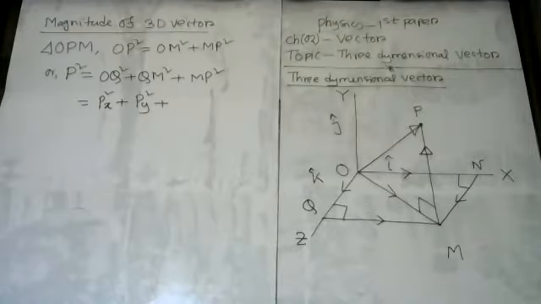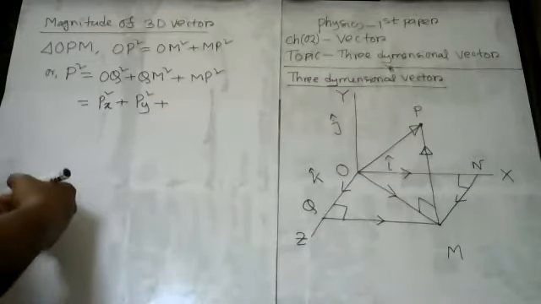Sir, OM square should be OQ plus QM whole square, no? You know that hypotenuse square equals to what? Hypotenuse square equals to base square plus normal square. My dear student, this is the concept of Pythagoras theorem. Okay? Is it clear to you? Yes, sir. Okay, very good.